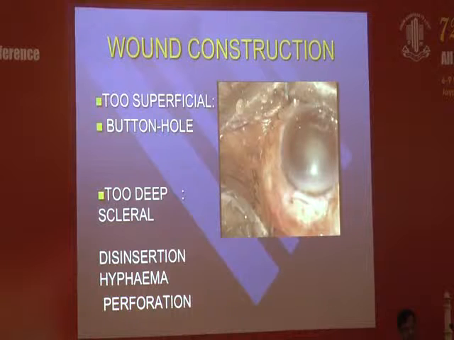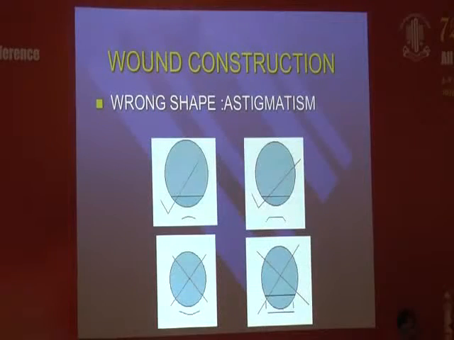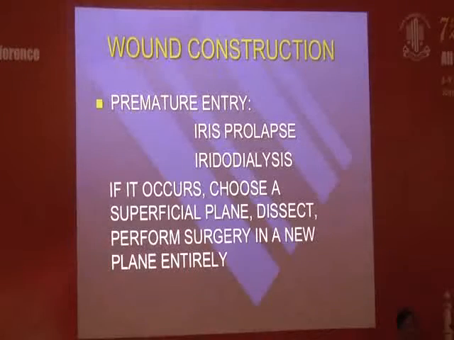Now there may be a deep scleral insertion, edema or perforation can be there. Then the wound construction, you have seen wrong shape. If it is a smile, astigmatism is much more. Then here the premature entry, I have told you, once there is a premature entry, normally it is because of the deeper incision.